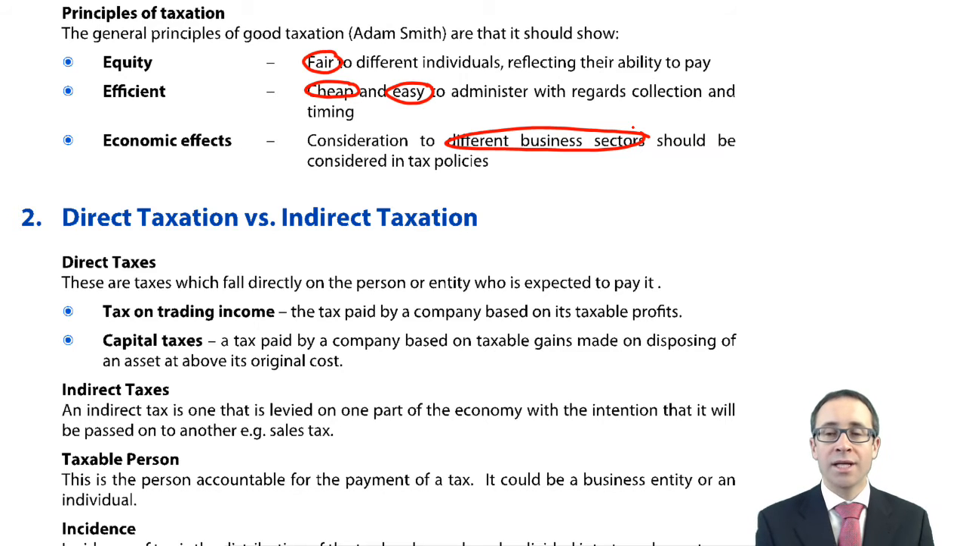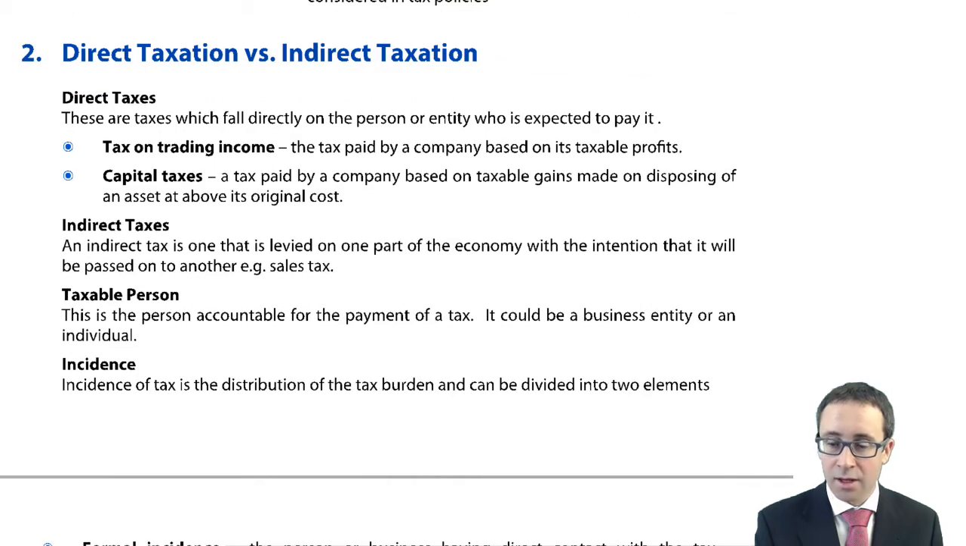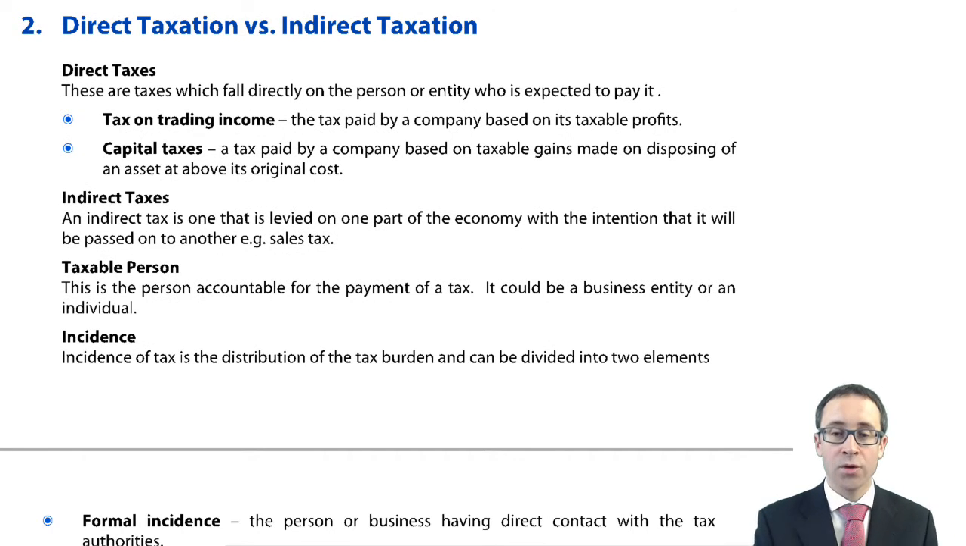Okay, so it does tend to promote investment by businesses when we consider those different business sectors. So that's just a bit of background in terms of what tax is and what the principles of a good taxation system should be. We can then start to focus on the two different types of tax which we have there: your direct and your indirect taxation.